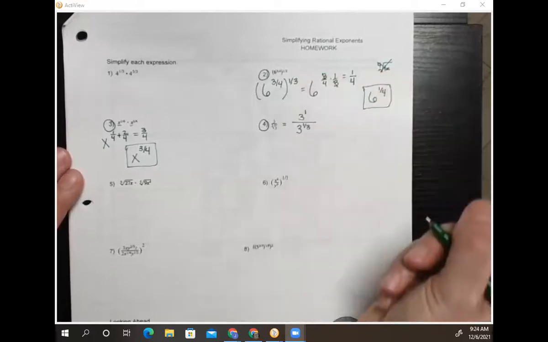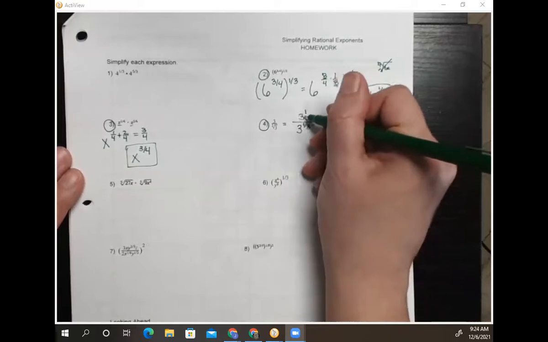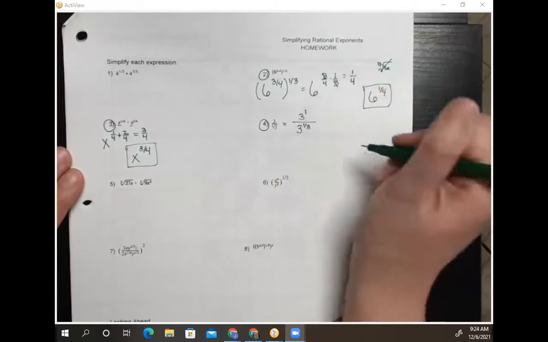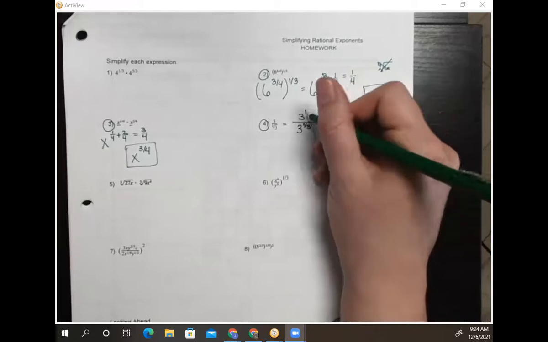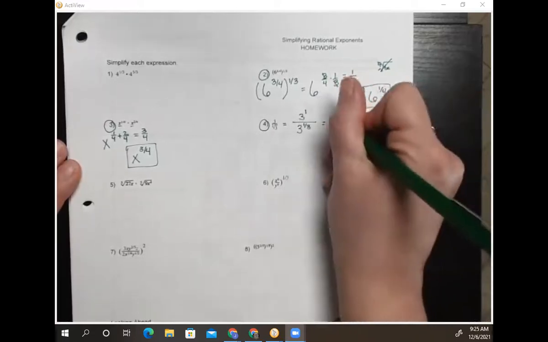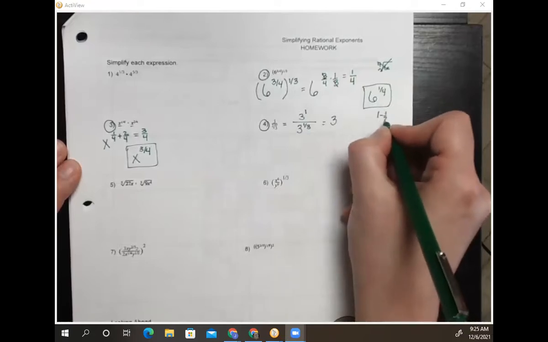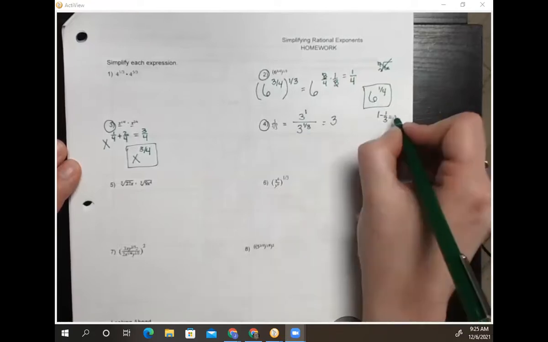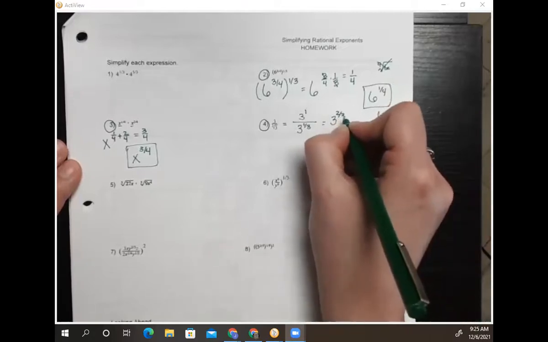And now I've got 3 to the first over 3 to the 1/3. I've got the same base on top and bottom. So to combine them, I'm going to subtract the exponents. Remember, big minus little. It's going to stick where the top one was. So 3 to the 1 minus 1/3 would give me 2/3. Yeah, we just did a problem like that, I believe. So 3 to the 2/3.